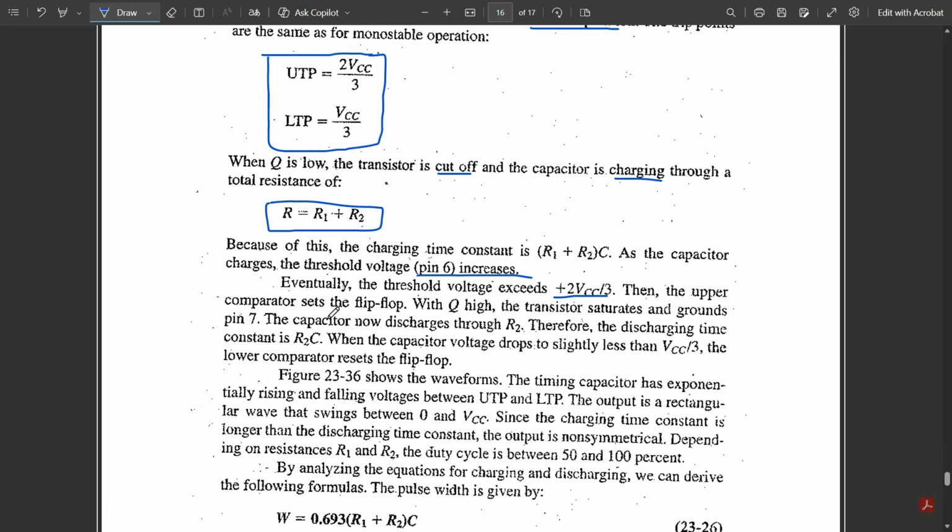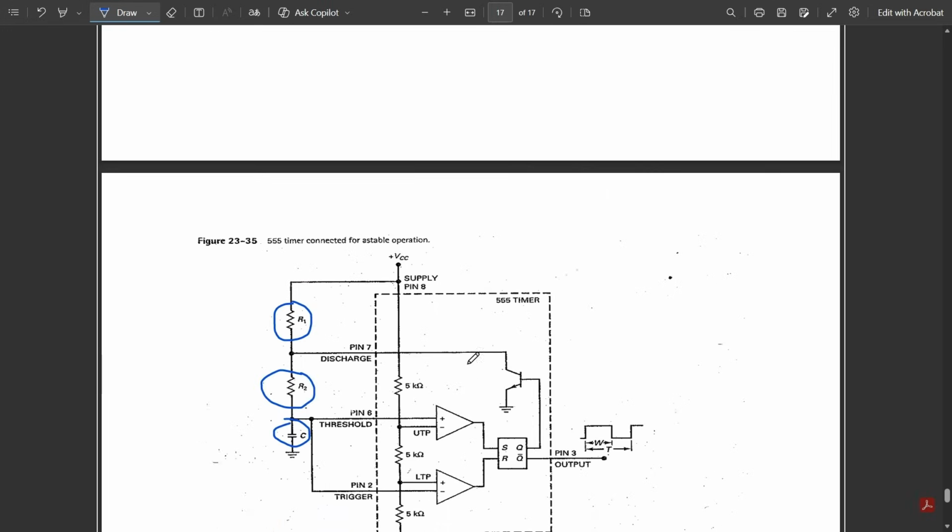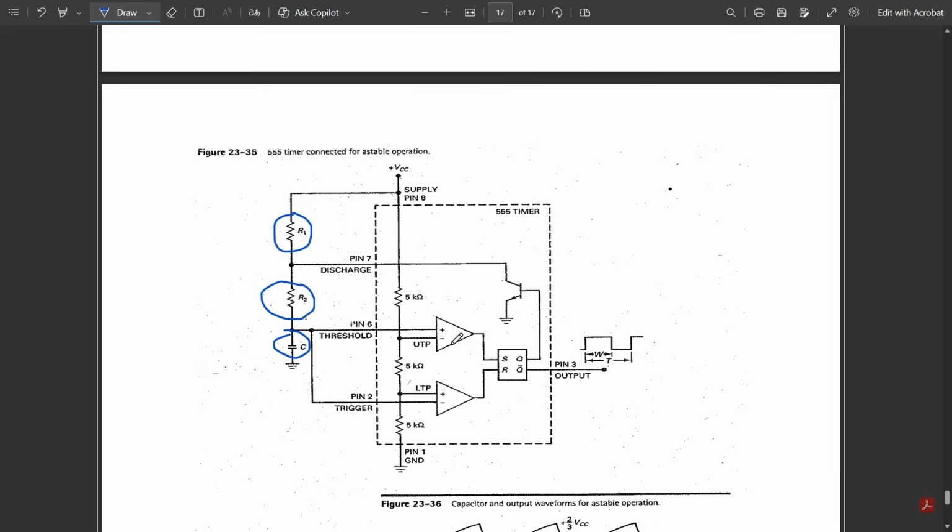Then the upper comparator would be setting the flip flop. Setting the flip flop means some threshold has arrived from pin 6. Based on that, the upper comparator output would be going towards the set pin, the S pin. It means this flip flop is in the set state, producing the output Q equal to 1, Q bar equal to 0. So we will be getting our first pulse, 0, right? So 0 is obtained now.